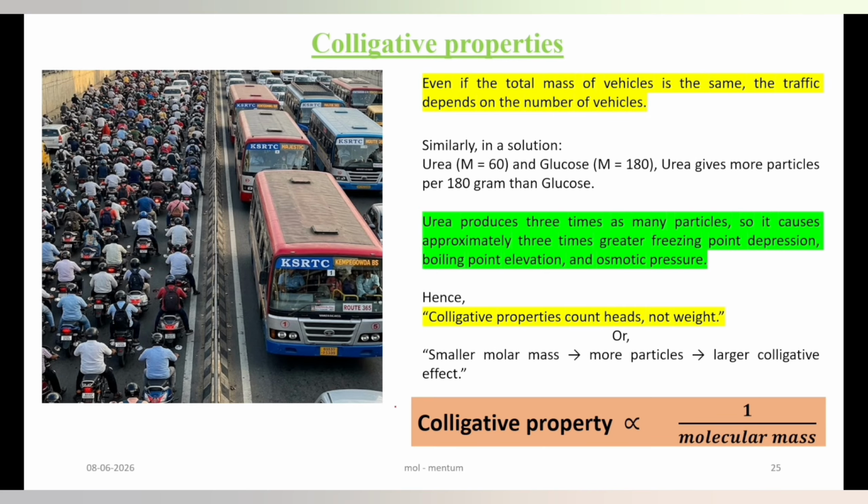One more thing, we will be able to understand this after the completion of the four properties, but you will realize this: colligative properties vary inversely with the molar mass or molecular mass of the solute, not to forget. Again, I will tell you how you will be able to deduce it.